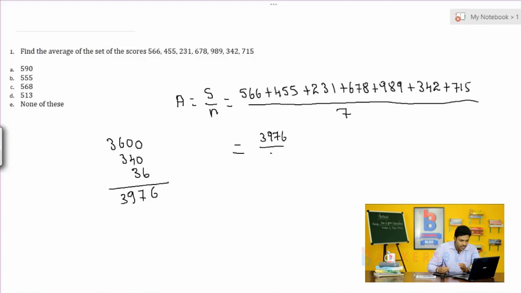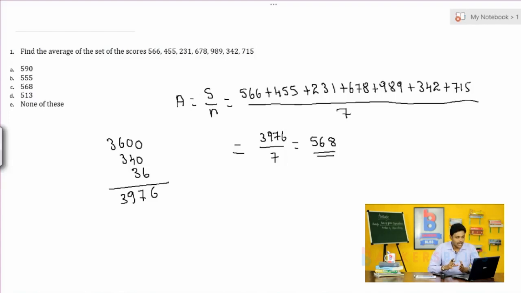3976 divided by 7. So if you simplify, 7 5s are 35, 4 carry over, 7 6s are 42, 42 plus 5, 47, 5 carry over, 7 8s are 56. So the average is 568.